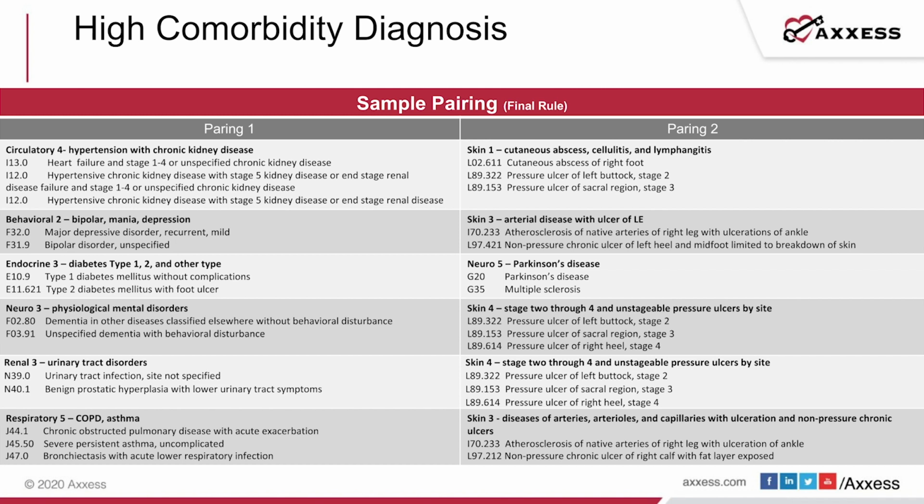For example, here you've got a circulatory 4, hypertension with chronic kidney disease, paired with a skin 1, which is like a cellulitis or lymphangitis or pressure ulcers. If you have both of those diagnoses somewhere in positions 2 through 25 and they're in pairs, it doesn't mean they have to be sequenced together, but you have to have both of those somewhere in that secondary diagnosis coding, then that's going to put the patient in a high comorbidity adjustment.